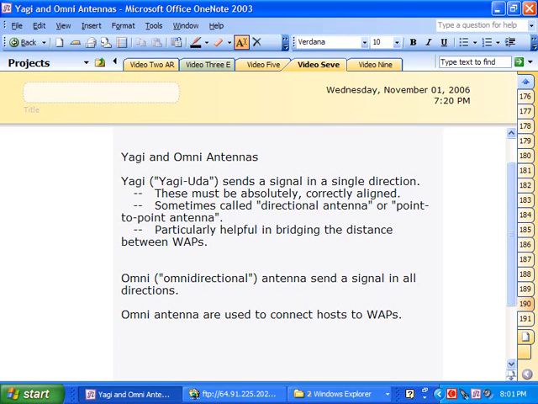realigned. Because what they're actually going to do is connect our wireless access points. They're very helpful in bridging the distance between the wireless access points. They're sometimes called directional antennas or point-to-point antennas. And again, since the signal is going to be very strong in a point-to-point or a unidirectional signal, that's what we're going to use to actually link our wireless access points.